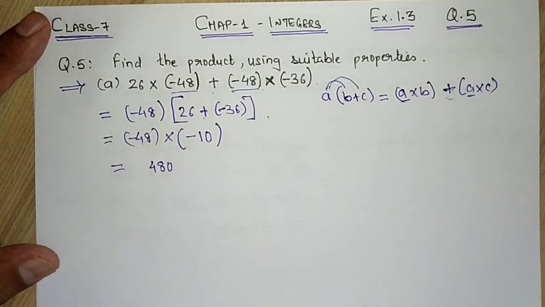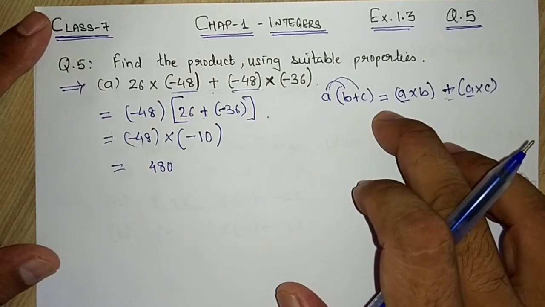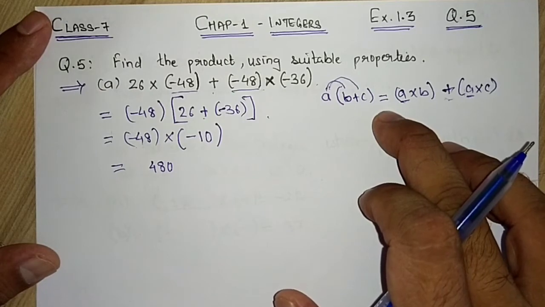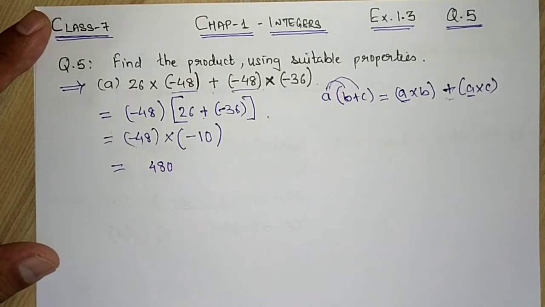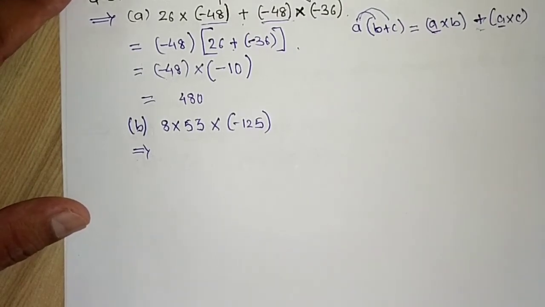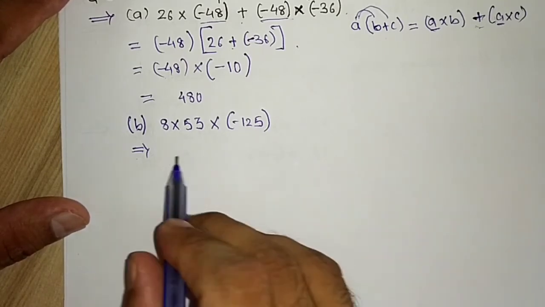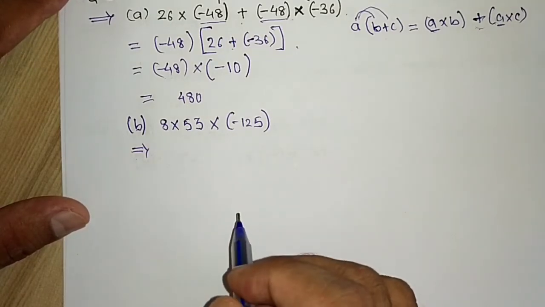Wasn't it easy, students? By using the distributive property or any other property, we can solve the question in an easy manner. That is why we must use suitable properties. Let us move to the B part, but let me write it first. Students, I have written the question. What we must do is observe the question carefully and look for the suitable property.